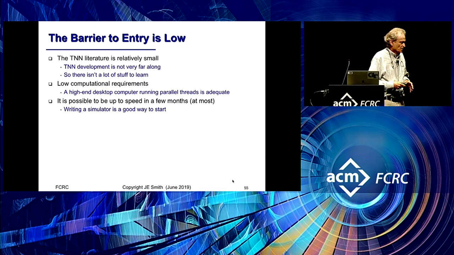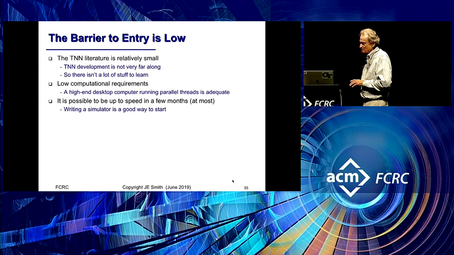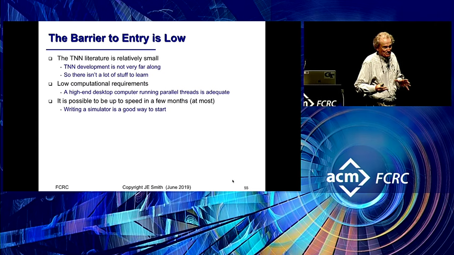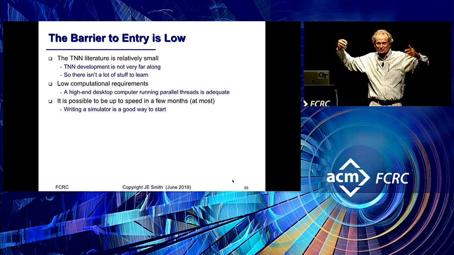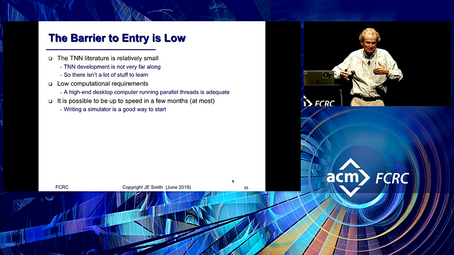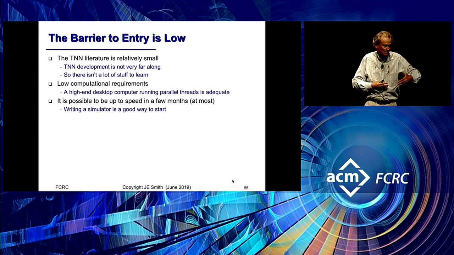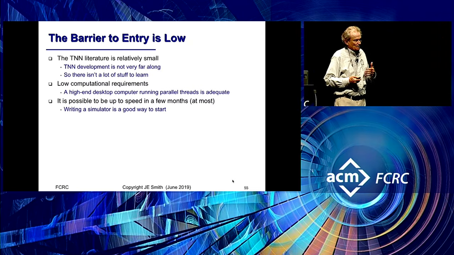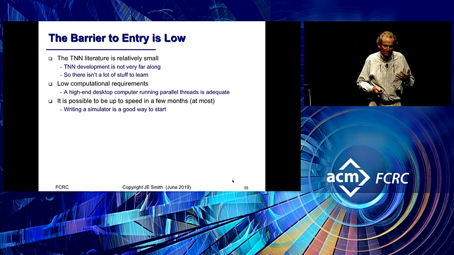So if you want to do research in this area, and I encourage it, it's kind of hard to do because you have this bright, shiny object of successful artificial neural networks, and you're doing this master reset and stepping back 20 years in time to try to develop this new paradigm. But the barrier to entry is low. The actual TNN literature is relatively small. The development isn't that far along.